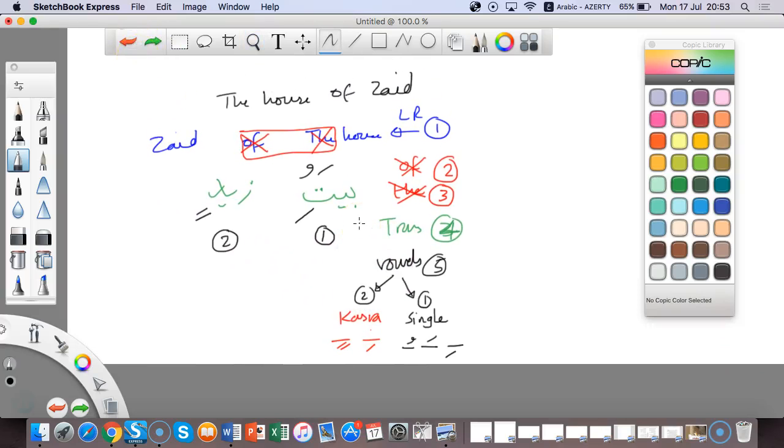The house of Zayd, five steps. What are the five steps? Number 1, switch it over. Number 2, get rid of the al. Number 3, which is the one next to it, not any of them. Number 4, translate it. Number 5, what vowels do you put on each word? The first word takes a single vowel, and the second one takes kasra, either two or one. Make sense?